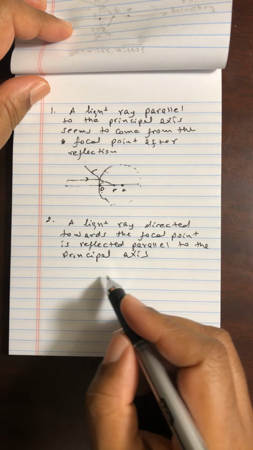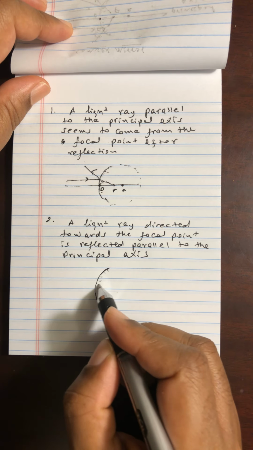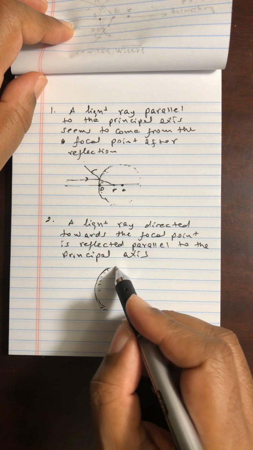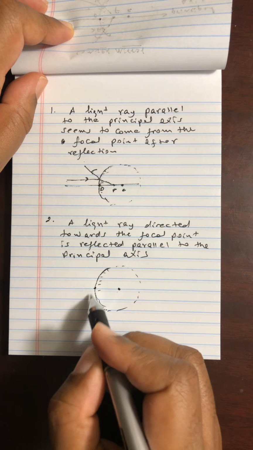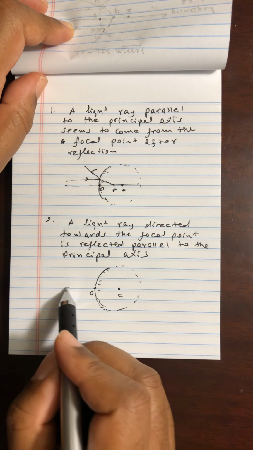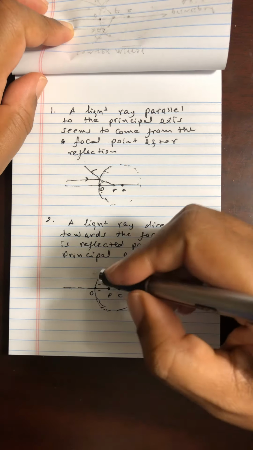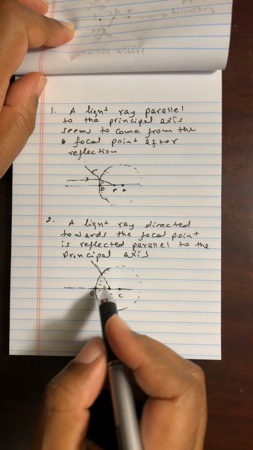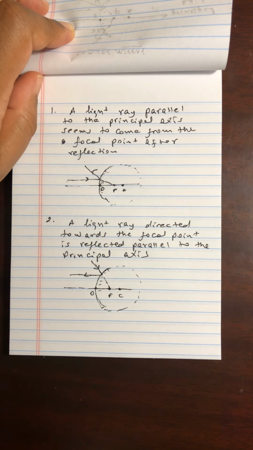Okay, so let's say we have this convex mirror. So let's say the center of curvature is from over here, and this is O. This is O, this is C. And the midpoint is the focal point over here. Now if you've got a light ray directed towards the focal point like this, it is reflected parallel to the principal axis. That's what this special light ray implies.